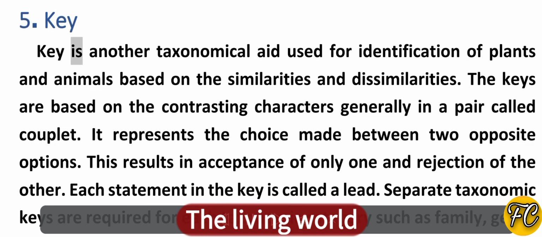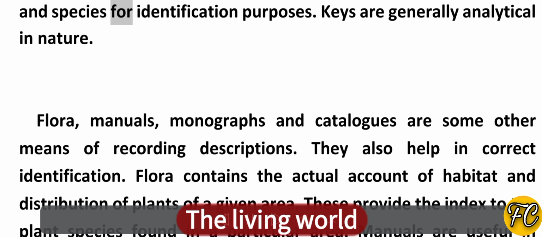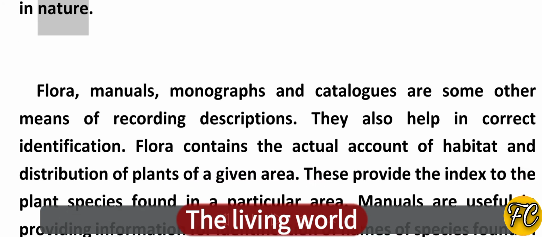5. Key. Key is another taxonomical aid used for identification of plants and animals based on the similarities and dissimilarities. The keys are based on the contrasting characters generally in a pair called couplet. It represents the choice made between two opposite options. This results in acceptance of only one and rejection of the other. Each statement in the key is called a lead. Separate taxonomic keys are required for each taxonomic category such as family, genus and species for identification purposes. Keys are generally analytical in nature.